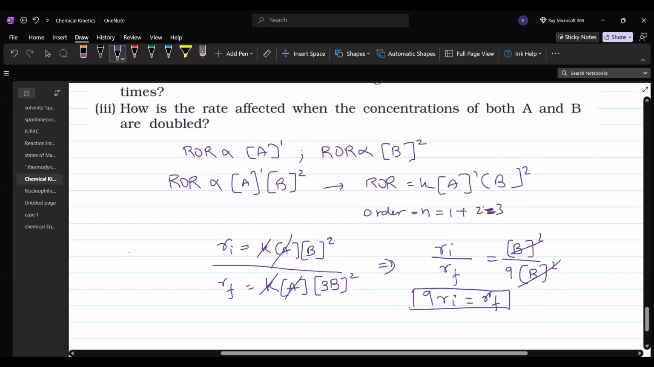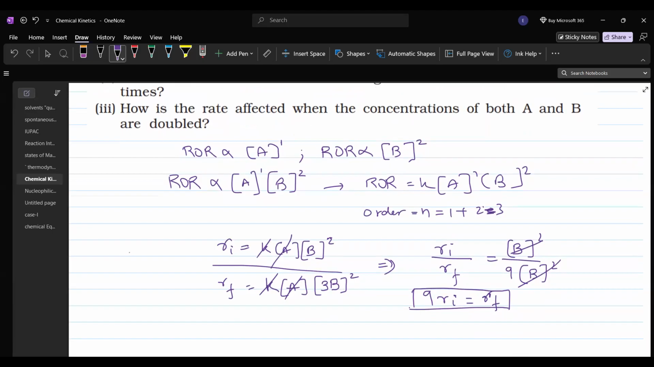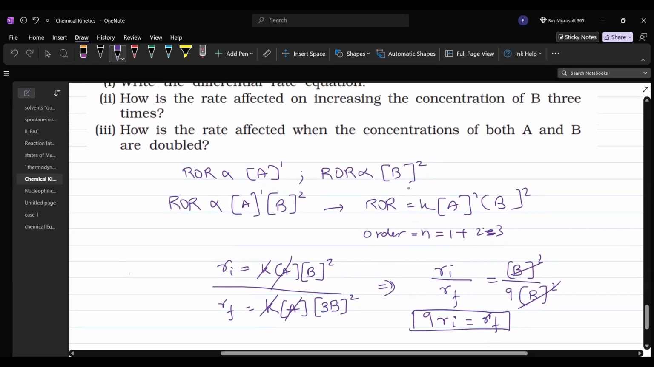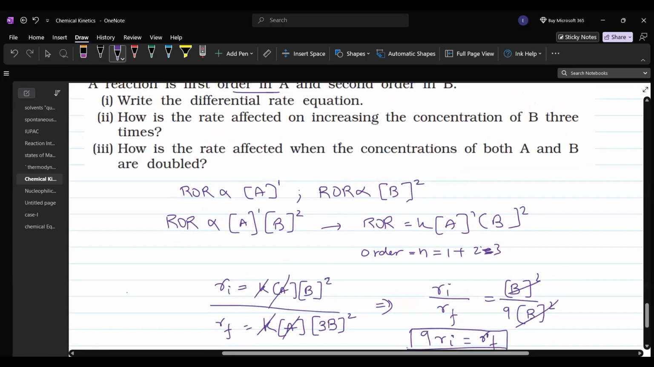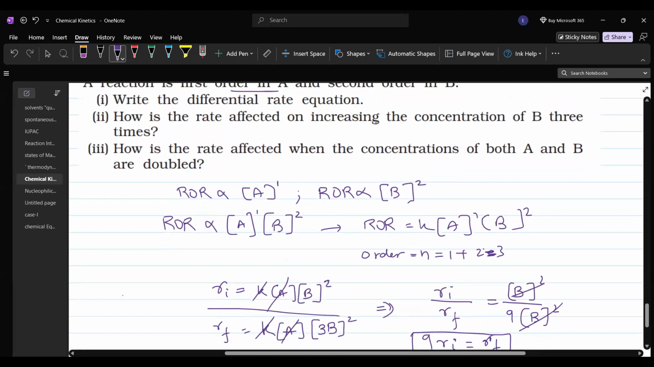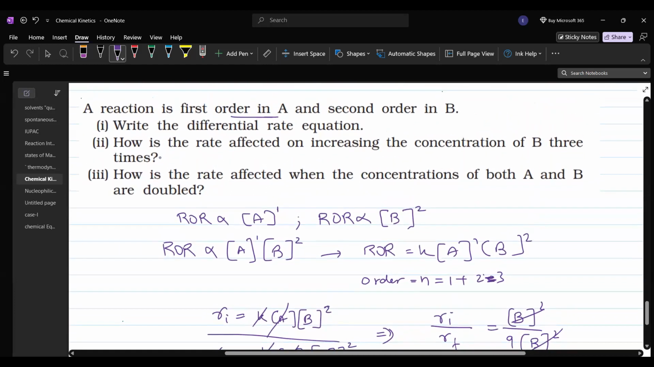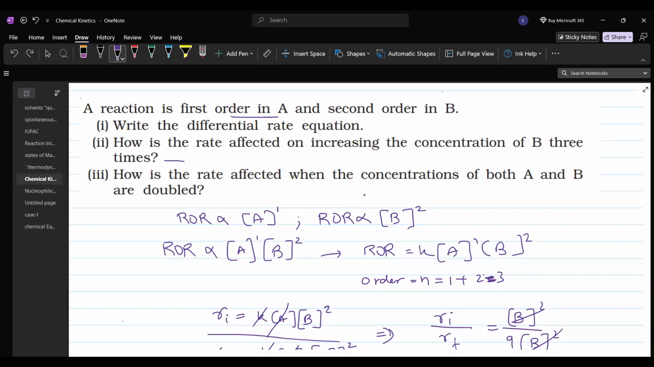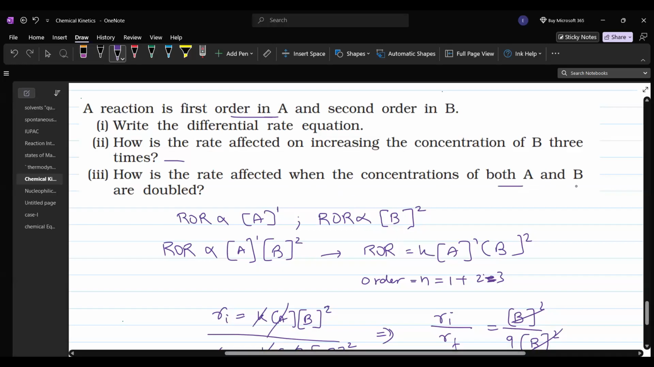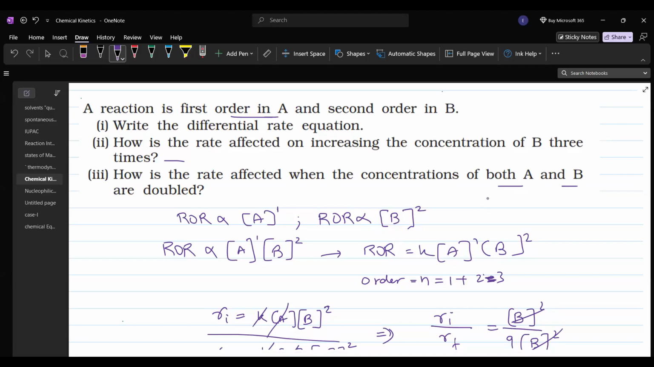So will the concentration of A also not become squared because it's also doubled? No, no, where has it been doubled? In the third part, B is increased 3 times. In this question, we are not touching A, but in the next question you can see that the concentration of A and B both are doubling. So there we will do that. Okay. Yes, sir.